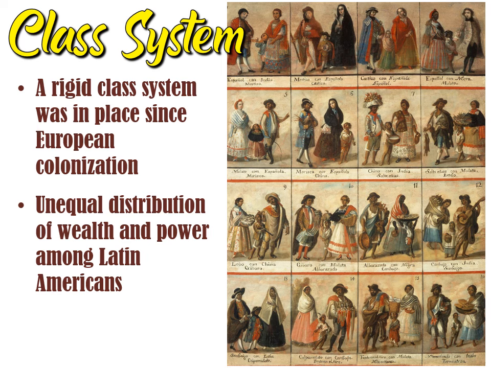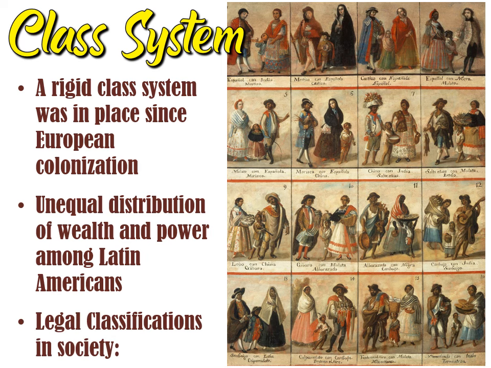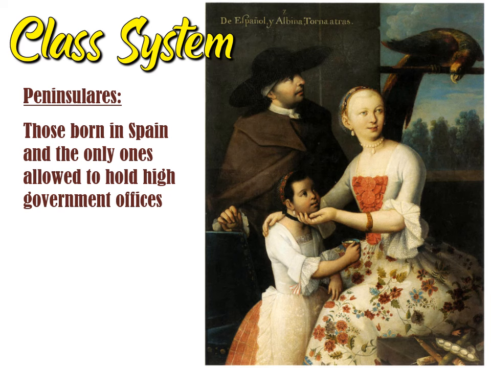And this class system had different legal classifications in society. You can sort of see some of them here in this portrait of different groupings. This painting from the 18th century shows 16 different racial groupings based off of different parents and children. And we'll take a look at some of them here. At the top of society were the peninsulares. The peninsulares are those born in Spain or Portugal, because Spain and Portugal are a peninsula, the Iberian Peninsula, like the Peninsular War, which was between Spain and France.